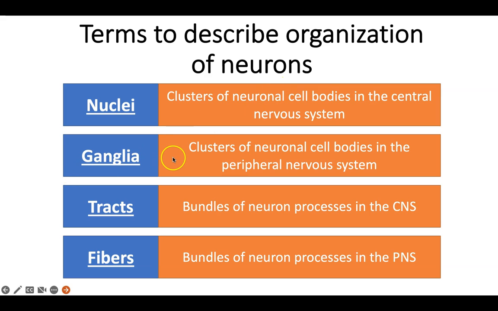In the peripheral nervous system, those clusters of neuronal cell bodies are called ganglia. So a ganglion is going to just basically look like a little bulb that's attached to a nerve outside of the brain and spinal cord, so in the peripheral nervous system.